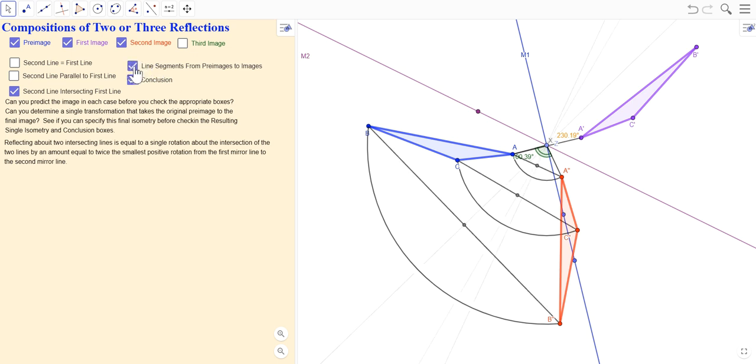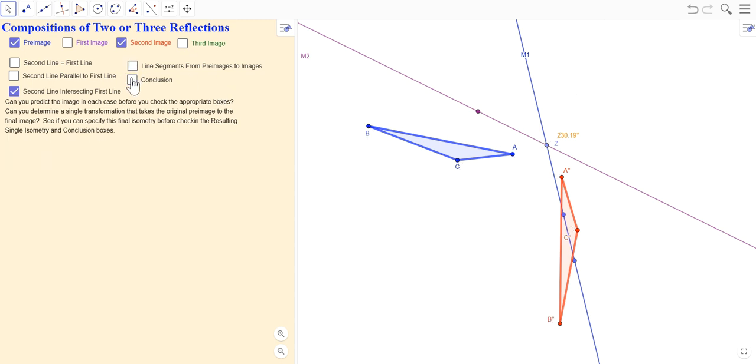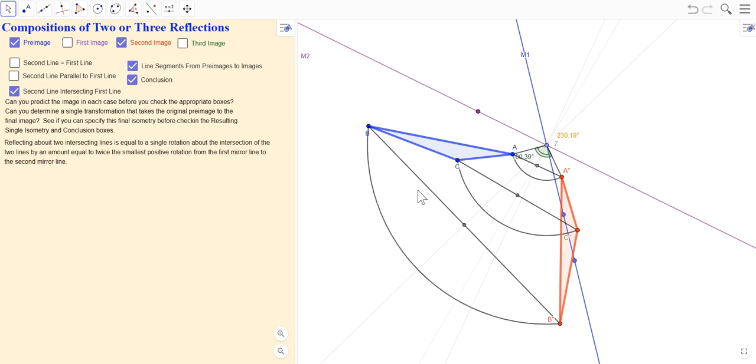Okay, since these are perpendicular bisectors of these line segments from here to here, let's just get rid of the first image and just compare these two. Again, how do we get from the blue to the red in one step? Well, we see that these perpendicular bisectors go through that one there, and that's going to give us a rotation. These have to be the same length because the perpendicular bisector is equally distant from both the pre-image and final image points.